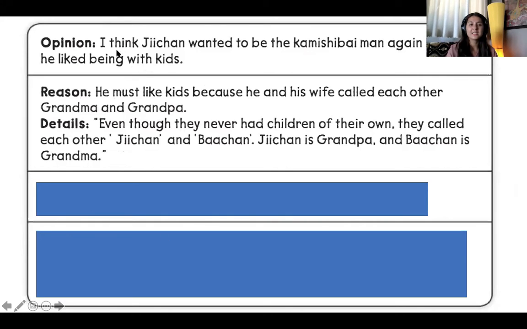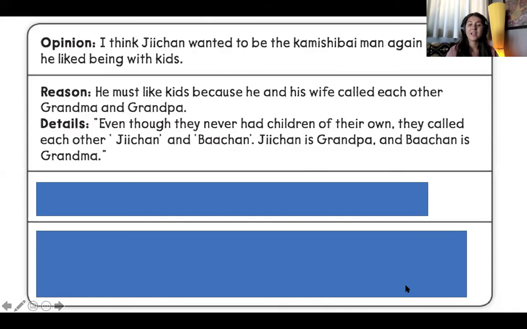So my opinion is, I think Ji-chan wanted to be the Kamishibai man again because he liked being with the kids. My first reason is that he must like kids because he and his wife called each other grandma and grandpa. Some details that can support this from the story are, even though they had never had children of their own, they called each other Ji-chan and Ba-chan. Ji-chan is grandpa and Ba-chan is grandma. So this lets me know that he likes children.